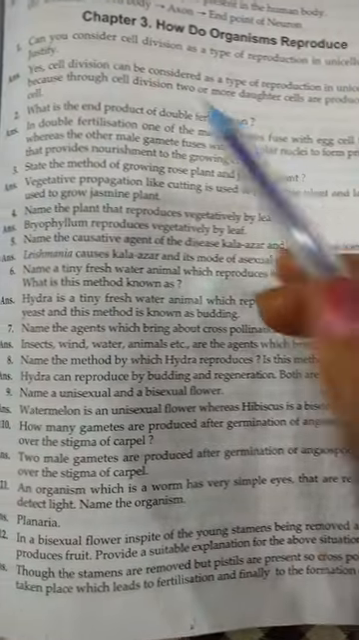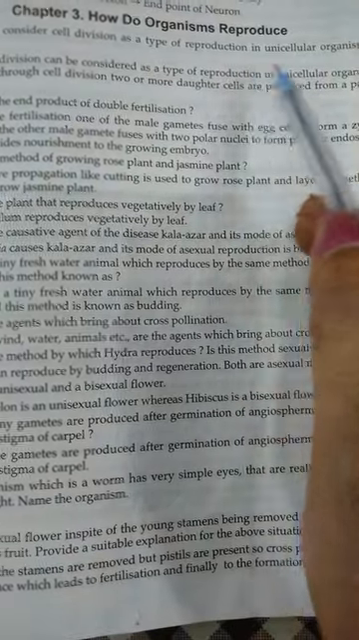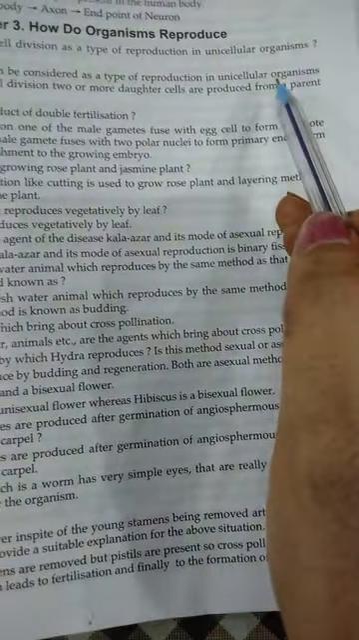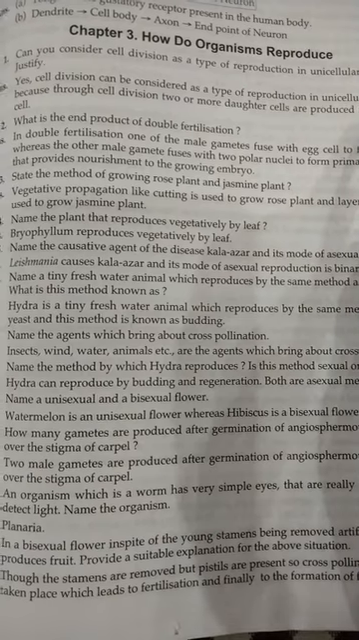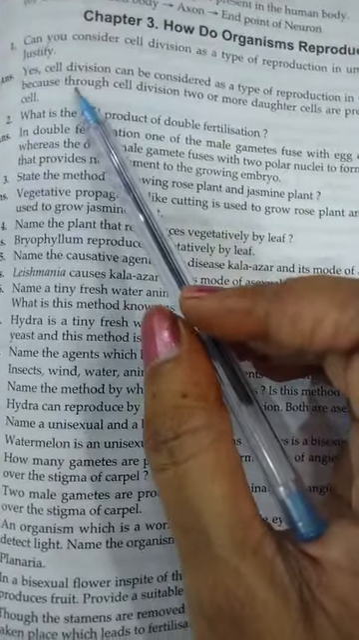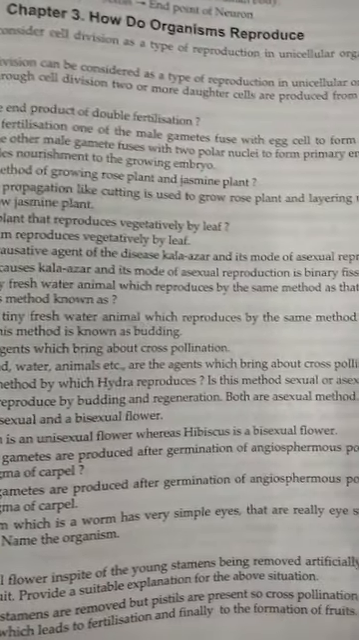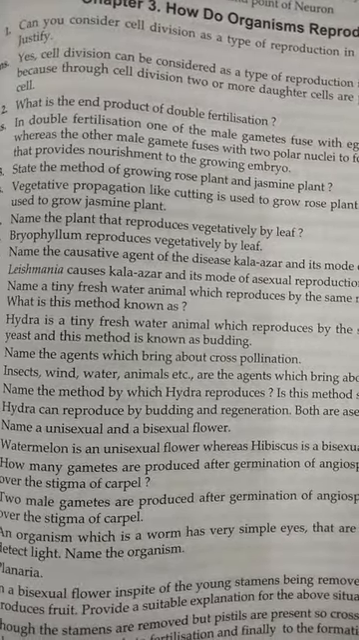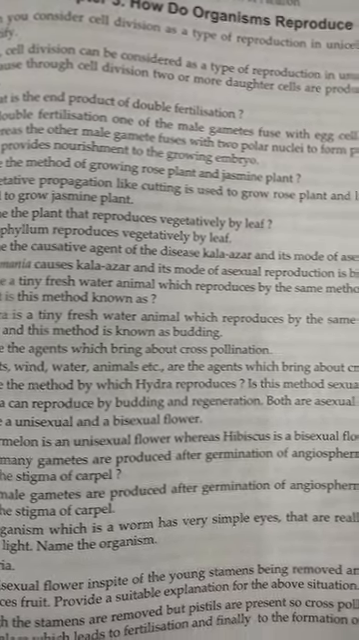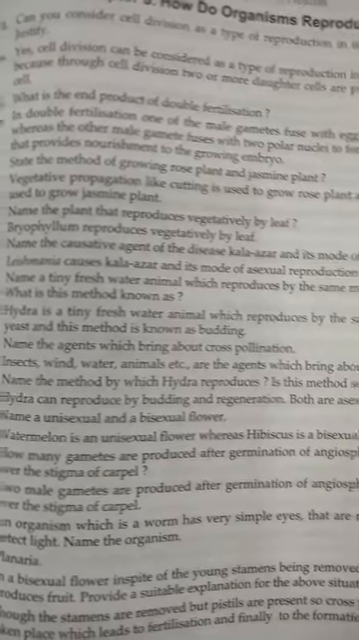Okay, so the very first question: can you consider cell division as a type of reproduction in unicellular organisms? Justify. So the answer is yes, cell division can be considered as a type of reproduction in unicellular organisms because through cell division, two or more daughter cells are produced from a parent cell.